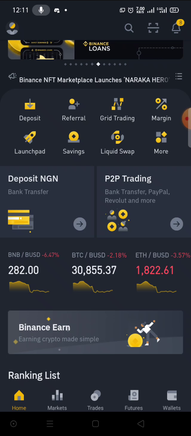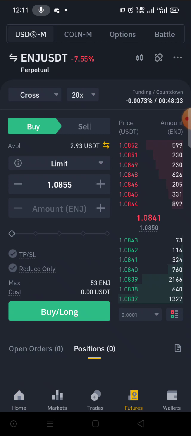Okay, for example, here's the futures now. It's because I've been trading futures, so immediately I clicked on the futures, it brought me to this place. But for the first time, let's say on your device, you might click on the futures button. Maybe after clicking the futures button, it might not take you directly to this page, so you might get to see a page like a quiz.